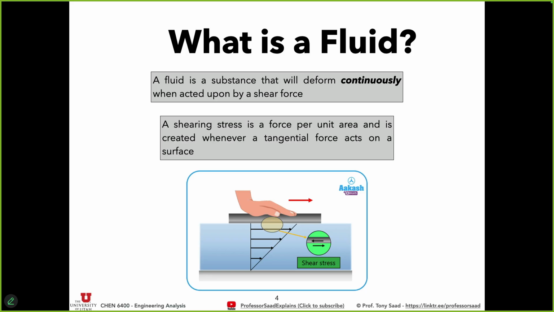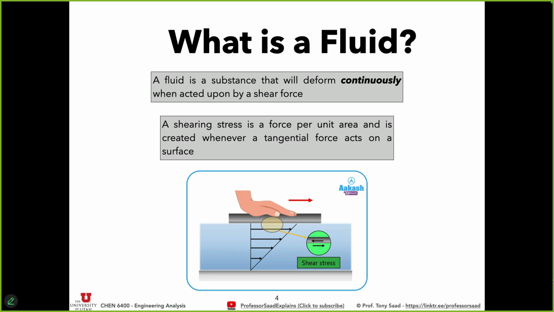Okay, so a fluid is a substance that continuously deforms and keeps moving when subject to a shear force. The shearing stress, the word stress, is simply force per unit area. So, for example, atmospheric pressure, Newton per square meter, is a kind of stress because it's force per unit area, right? So a stress is simply a force per unit area, and a shearing stress is a force that is created whenever a tangential force acts on a surface.